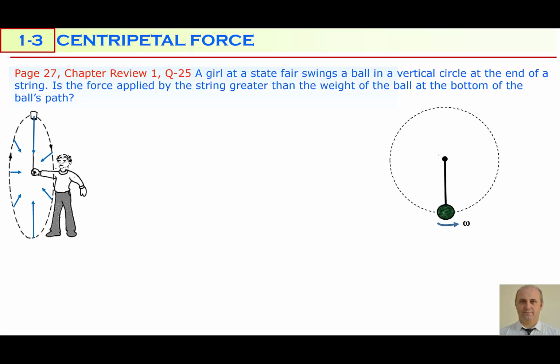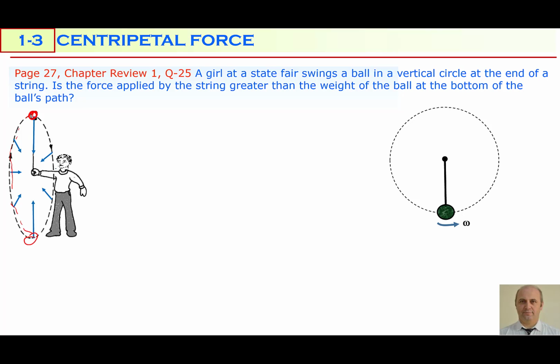The question tells you that a girl at the state fair swings a ball in a vertical circle. Like this one, this is a vertical circle. At the end of the string is the ball, and this ball is swinging, moving on a vertical circle. Is the force applied by the string greater than the weight of the ball at the bottom of the ball's path? So this ball will go down.